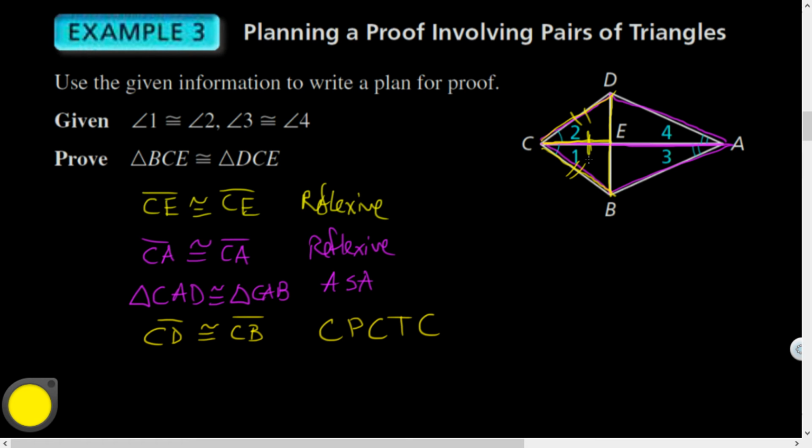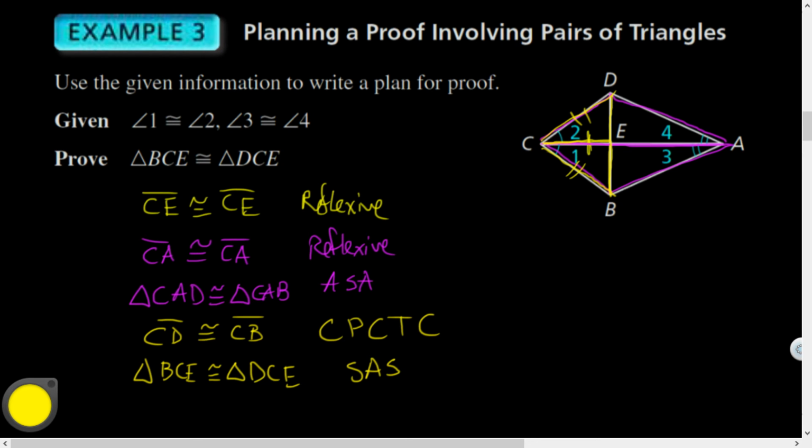Do I have enough information to prove the yellow triangles congruent? Yeah, I think so. What information do I have for the yellow triangles? Side, angle, side. It's an included angle. Side, angle, side. Makes sense. Just makes good sense to me.